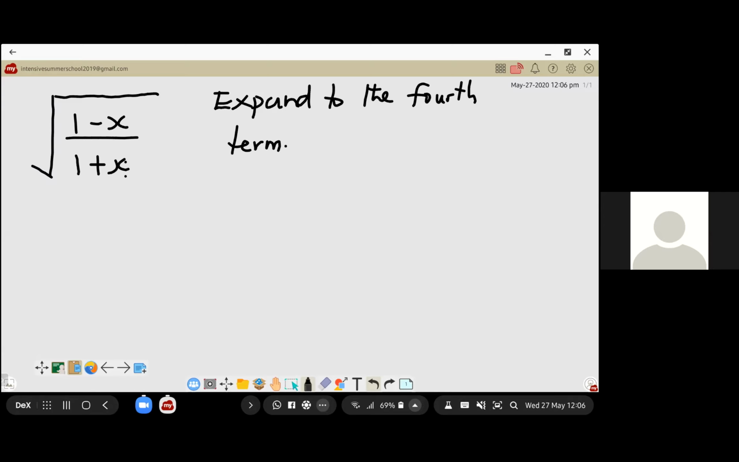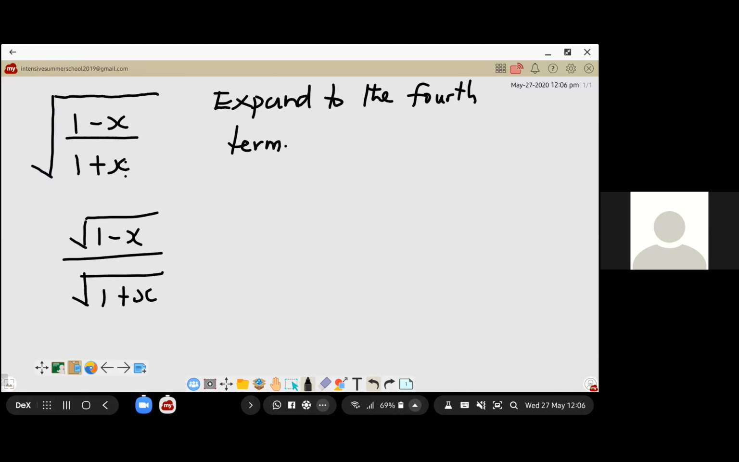And what did you say? How were you going to go about it? We learned how to evaluate this, right? Ethan? Yes. We said this one is going to give us what? Using the laws of surds, it's the same as square root of 1 minus x over square root of 1 plus x.